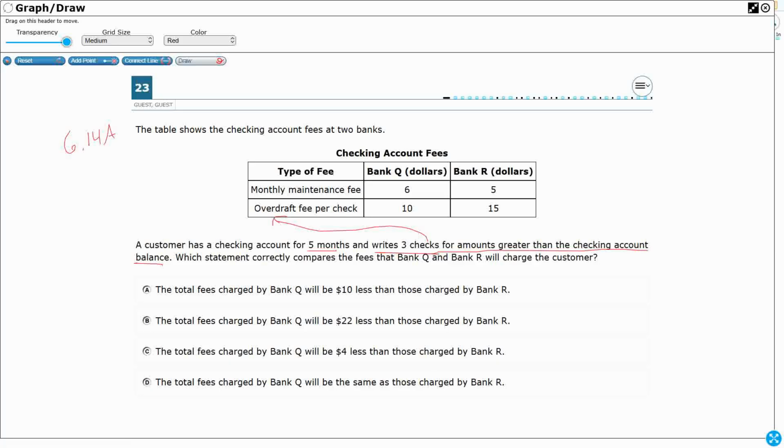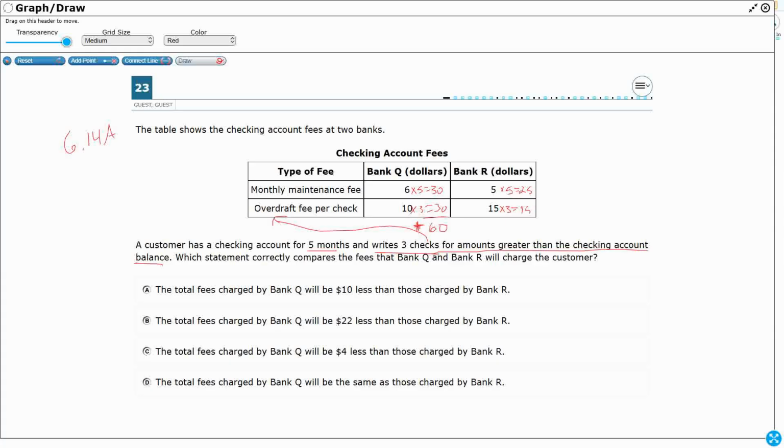So 5 months. Okay, so what happens if I do 5 months? Well, that's going to be 6 times 5 equals 30. This is going to be 5 times 5 equals 25. So if you're just looking at the monthly maintenance fee, Bank R seems like it's a better deal. Now, they each write 3 checks. So we get a $10 overdraft fee. That's going to be 30. This is going to be a $15 overdraft fee. That's 45. All right. So let's put these together. This is $60 in fees.